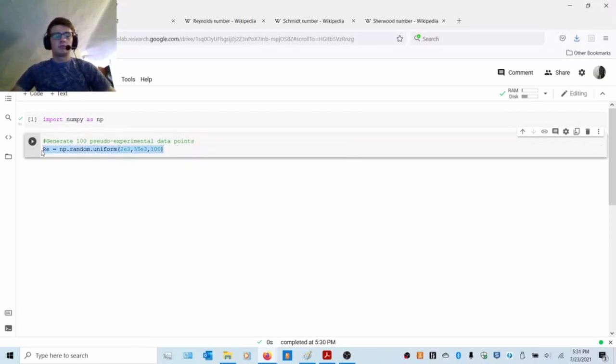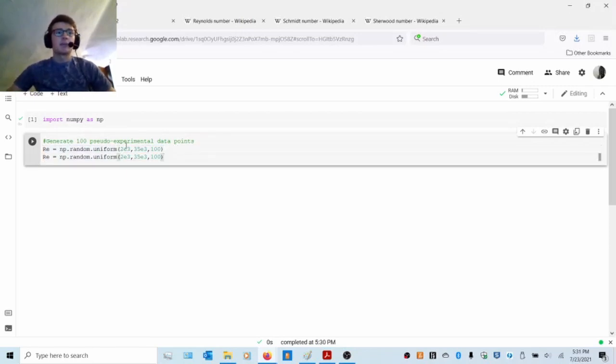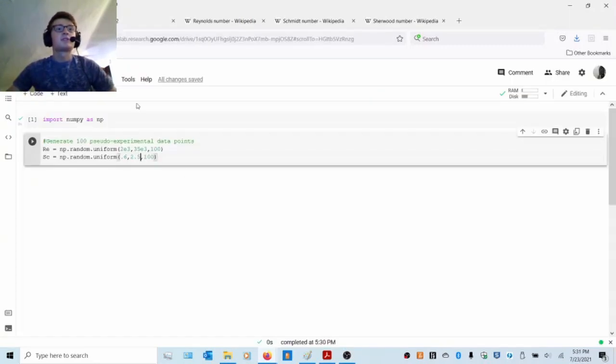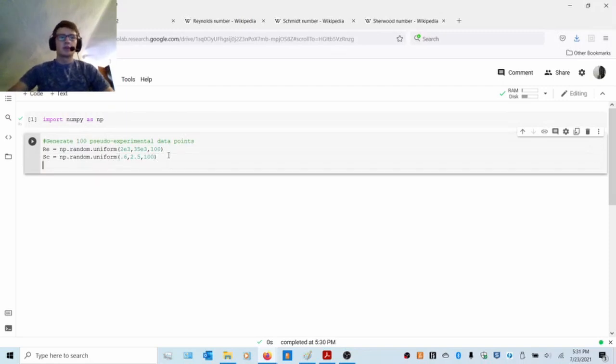So then we're going to take that, copy it real quick, paste it down here, and say, actually, now we're doing the Schmidt number. That one goes from 0.6 to 2.5, if I remember correctly. I got to check that. Yeah, 0.6 to 2.5, and we also want 100 data points.